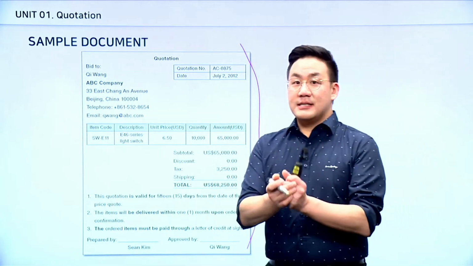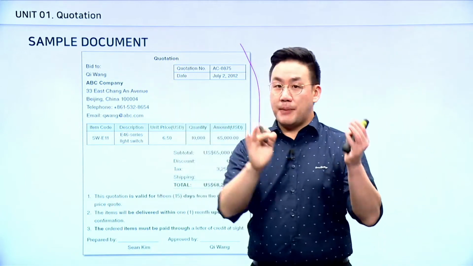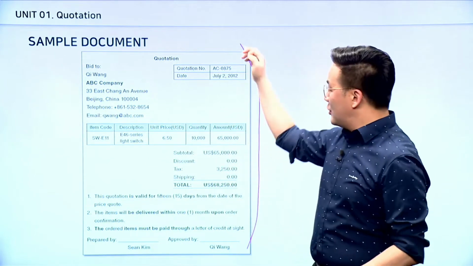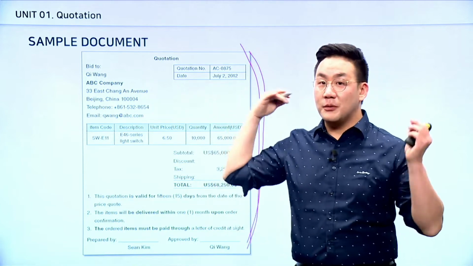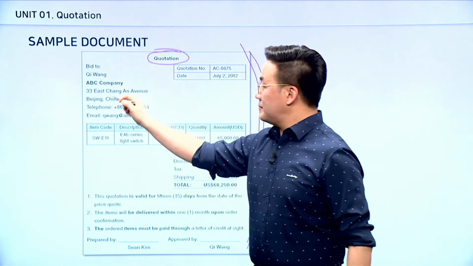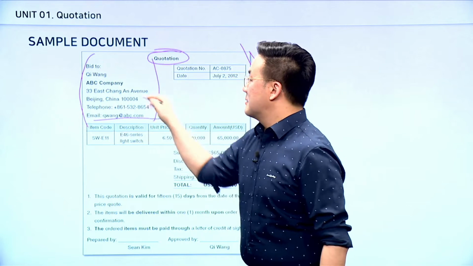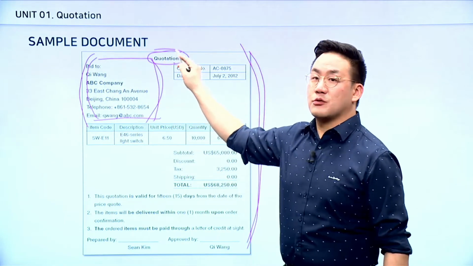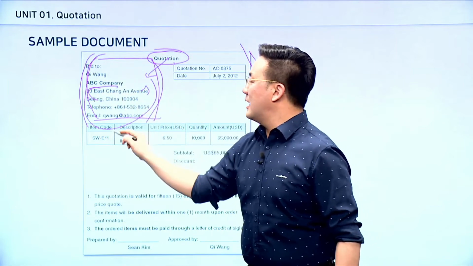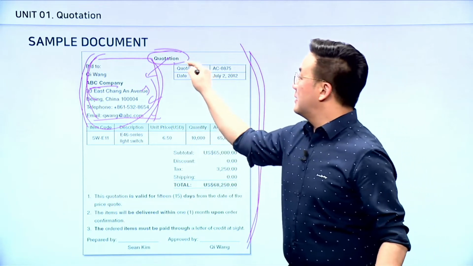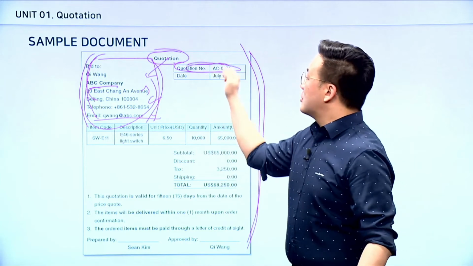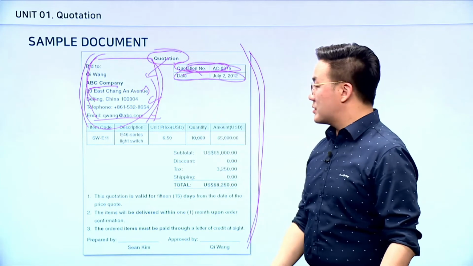I always emphasize that these documents always depend on your company, your business. Everybody has a different style of document, but I'm pretty sure that this can be a good sample because it includes pretty much everything that a quotation has. So there's a title. There is the recipient of this quotation. So this quotation is for this person, Chi Wang, ABC Company, the address in China, telephone, email, right? And there's a quotation number because you always have to track the numbers, track the documents, right? Quotation number and the date this document was produced, right?